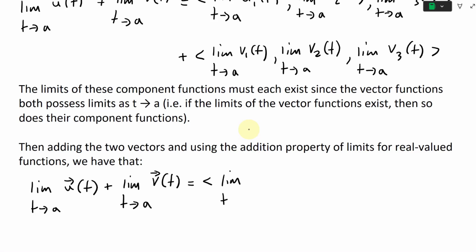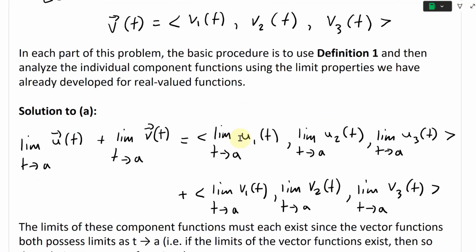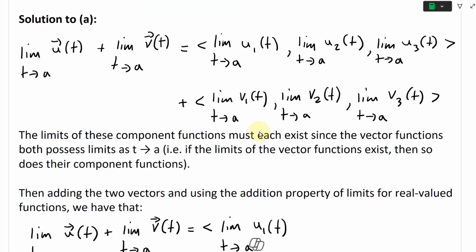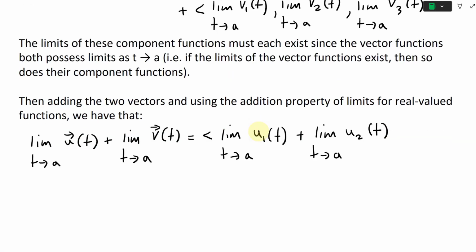Limit as t approaches a of u1 of t. Actually, no, these aren't real valued yet, but nonetheless, they are. This will equal a, because it's not a vector function anymore. This is just a real function, and then that equals a limit, so that we can just add up those limits, same thing as adding them up. And then this is going to be of each component, so the limit as t approaches a of u2 of t, and then the next one.